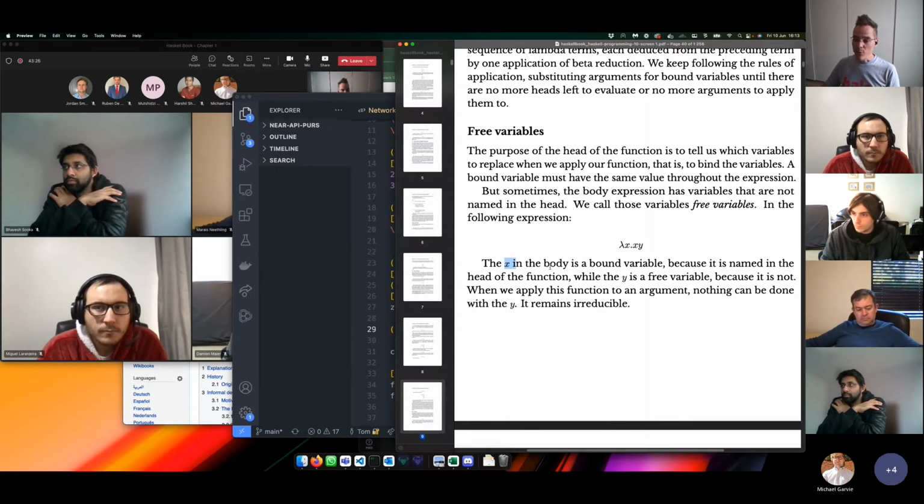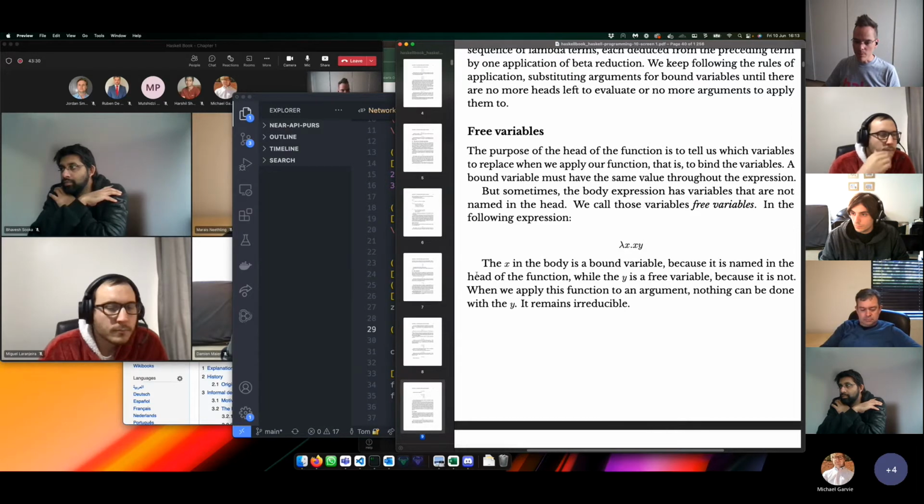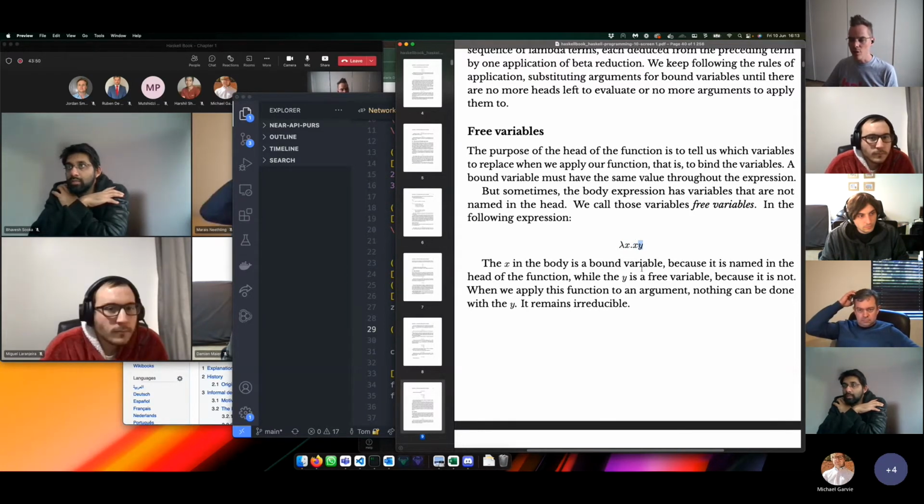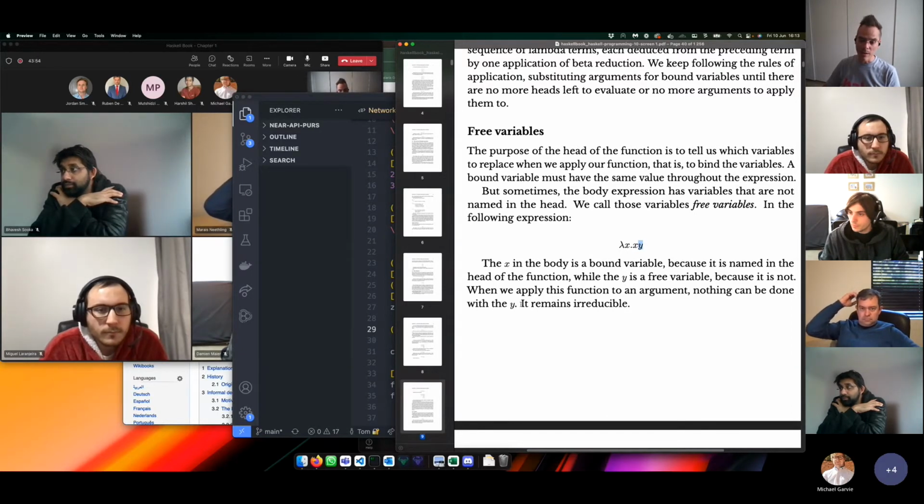And how do we know? Yes, because it is not named in the head of the function. So while the y is a free variable, the x in the body is a bound variable because it is named in the head of the function. The head being the thing before the dot. So we can see x is named, so x is not a free variable, it's a bound one. While y is in the body, but it's not mentioned in the head, so it's a free variable. When we apply this function to an argument, nothing can be done with the y.